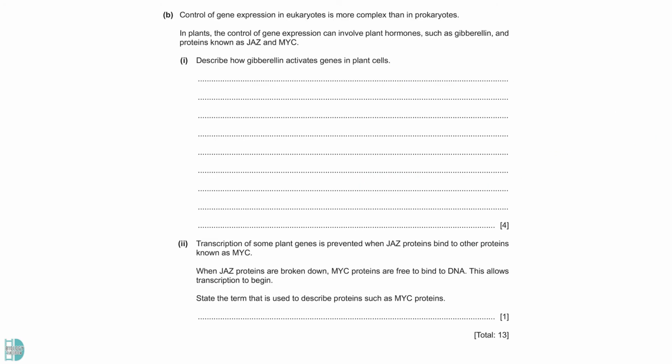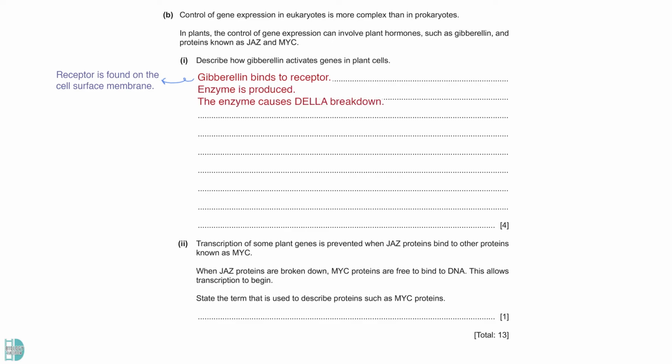B is about the control of gene expression in eukaryotes. 1. Describe how gibberellin activates genes in plant cells. When gibberellin is produced, it binds to the receptor on the cell surface membrane. This causes the synthesis of enzymes, which leads to DELLA breakdown.